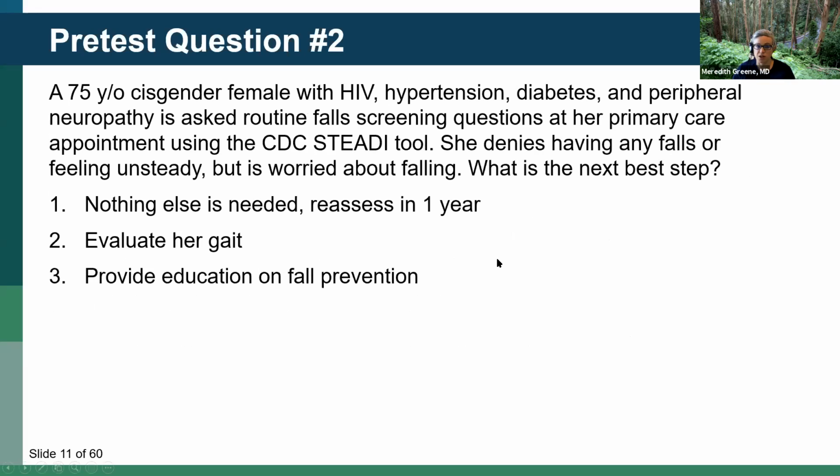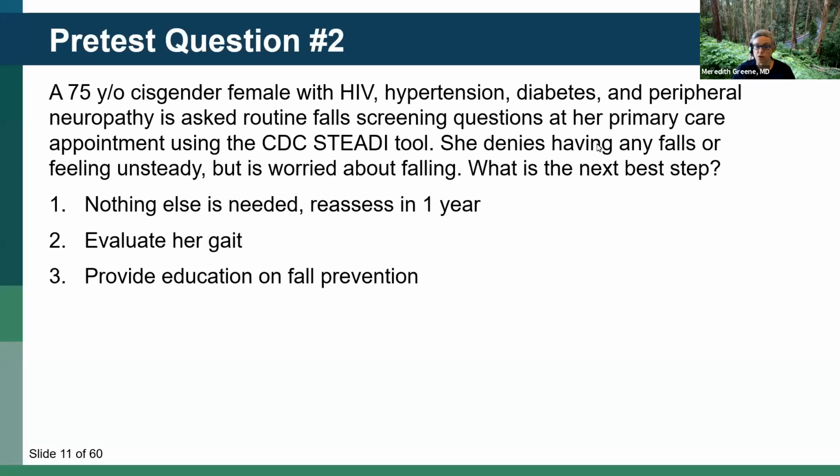Second question, a 75-year-old cisgender female who has HIV, hypertension, diabetes, and neuropathy is asked routine fall screening questions when she comes in for her primary care appointment using the CDC STEADI tool. She denies having any falls. She denies feeling unsteady, but she is worried about falling. What is the next best step?